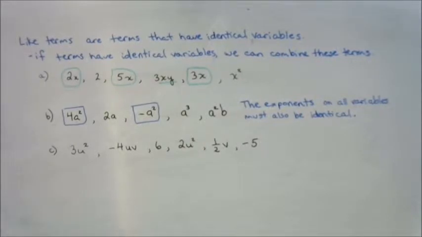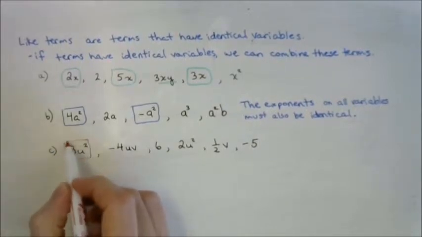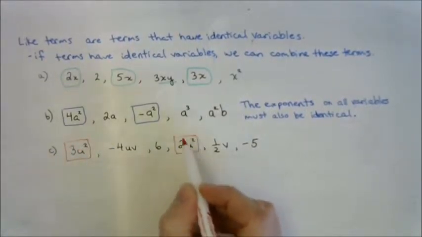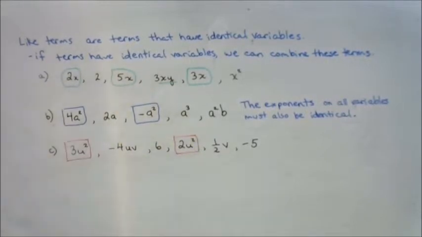Somebody knew what our group of like terms are. 3u squared and 2u squared. We've identified they both have the same letter and the same exponent, u squared. That's like terms. Is there another group of like terms here? 5, negative 5, and 6.